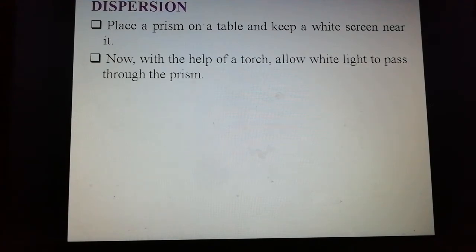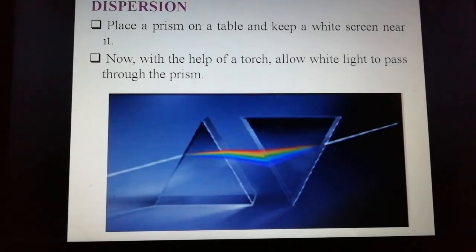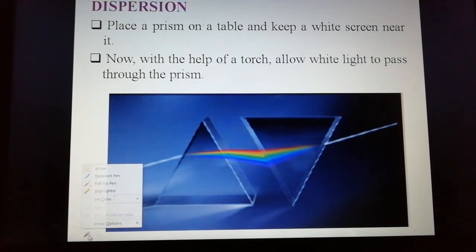Okay students, place a prism on a table and keep a white screen near it. Then, with the help of a torch, allow white light to pass through the prism. This is the dispersion experiment. See the image clearly. So this is the prism.